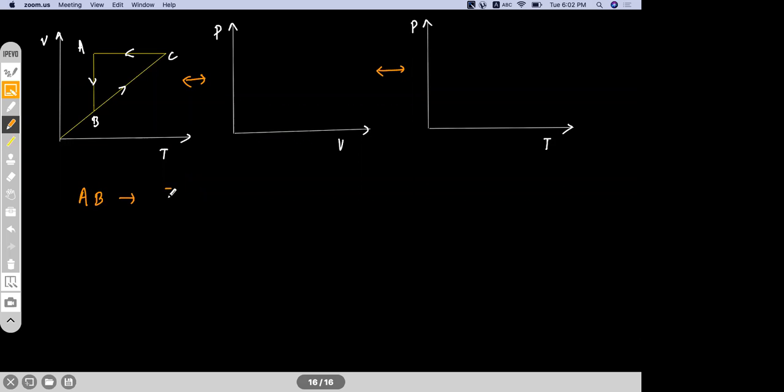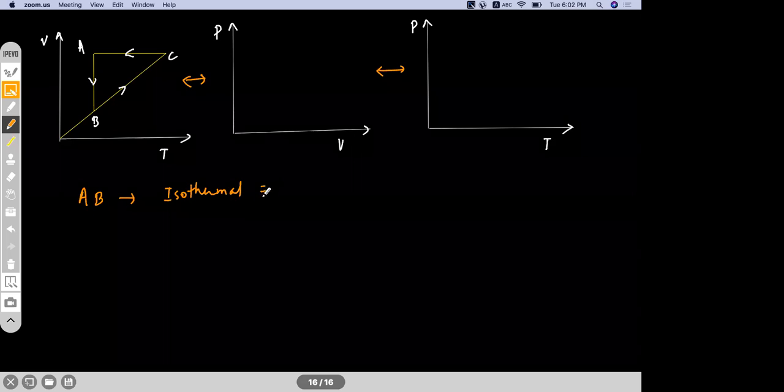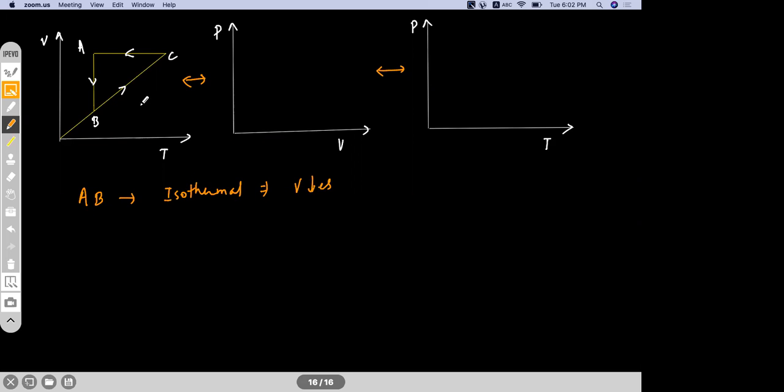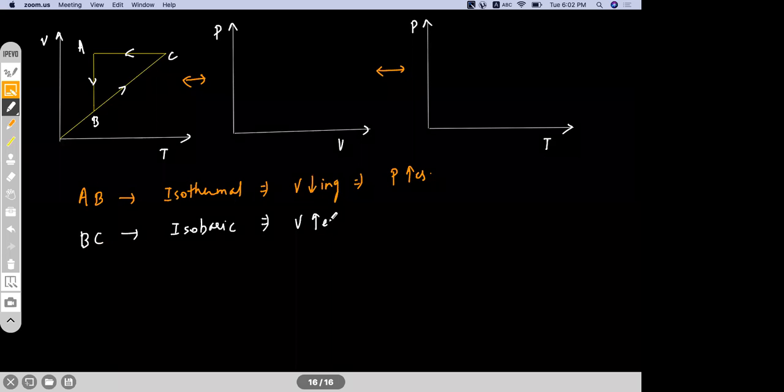AB is isothermal process. So volume decreases. Volume is decreasing, that means pressure increases. That's one thing. Second is B to C. BC is isobaric, and volume increases, correct? Volume is increasing. Pressure is constant. Temperature is also increasing.